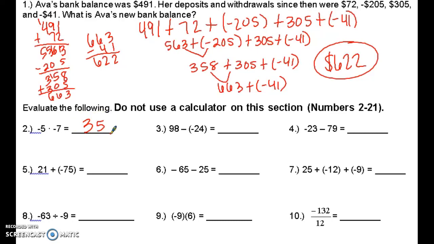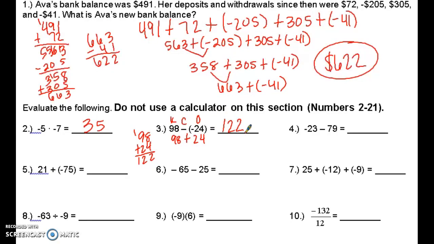Number 3, 98 minus -24. When you're subtracting, you have to use additive inverse. Keep your first number, change subtraction to addition, take the opposite of the second number. Now my signs are the same, so I add them and keep the sign. 8 plus 4 is 12. 9 plus 3 is 12. 122.